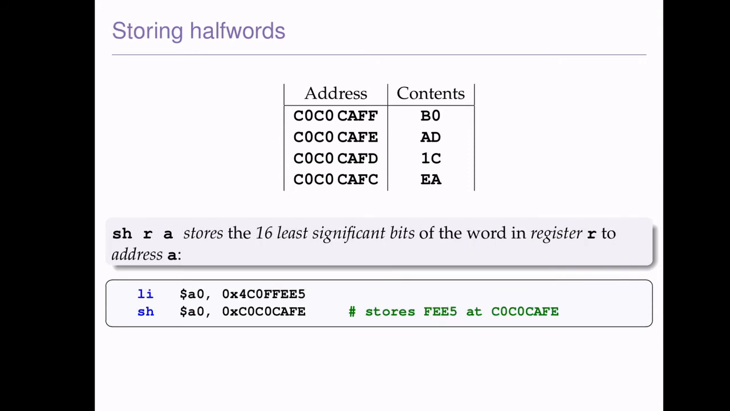Similarly, we can store our half words if we want. So store half word stores the 16 least significant bits of the word in register R to address A. So if we were to load immediately 4 coffees into A0, and then we were to store the 16 least significant bits from A0 into CocoCaf, it would look at A0 and see what's stored there. The 16 bits that are stored there are going to be fees, and it would store that into CocoCaf. So again, all of this using the little endian notation.